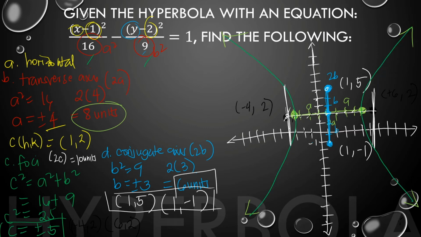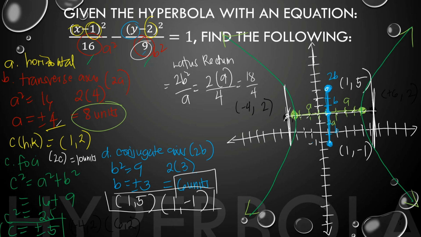Dapat symmetric yan. Hindi lang symmetric yung drawing ko. And, tulad sa ellipse, yung latus rectum is equal to 2b squared over a. So, magiging 2 times yung b squared natin, which is 9, over yung a natin is 4. So, 18 divided by 4 is equal to 4.5. So, yung latus rectum natin is 4.5. Yung width daw ng mga focus natin ay 4.5 units.